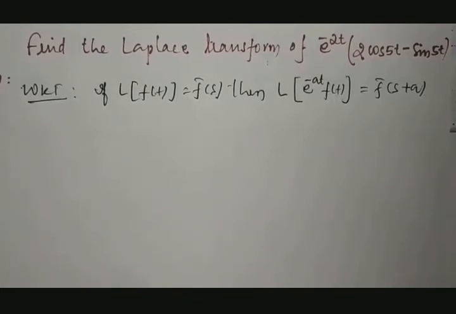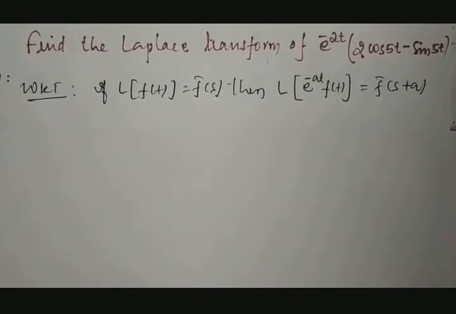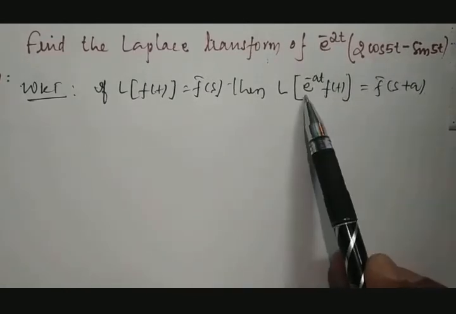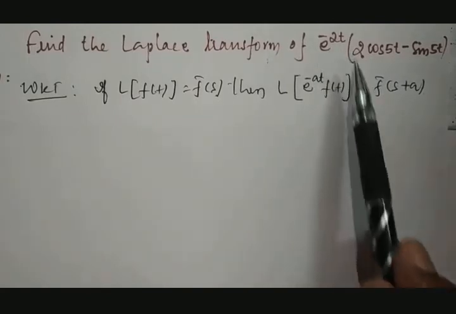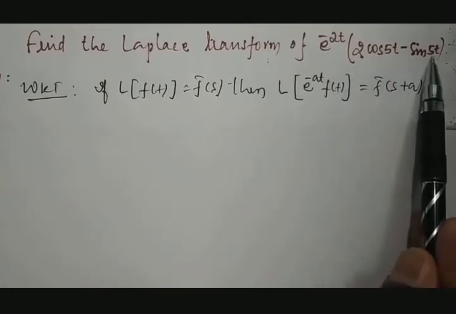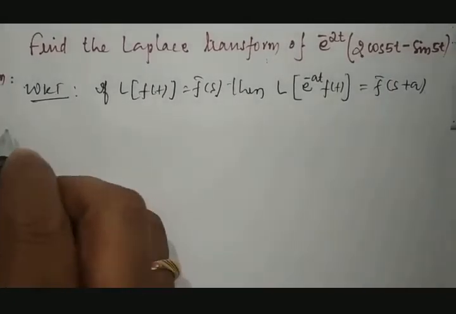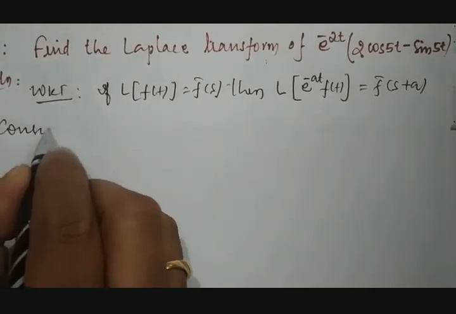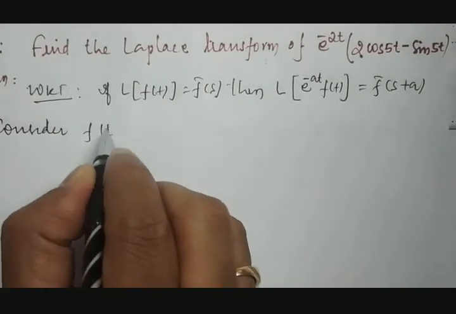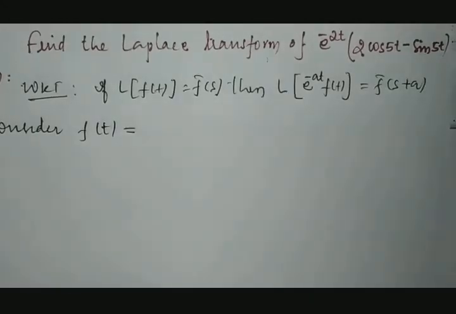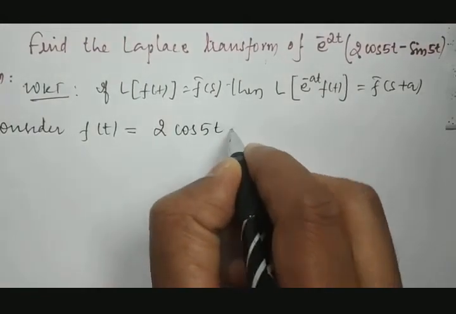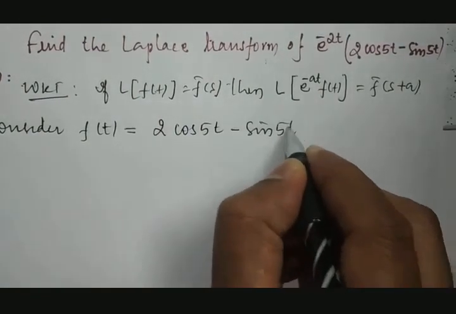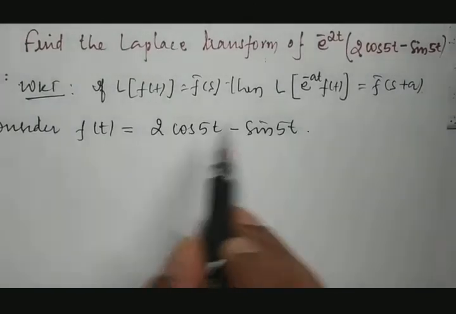When this is the result, then what to do? Let us start with the given example. If you compare the given example with this e raised to minus at into f of t, here a is equal to 2. Then f of t is equal to what? That is to be considered. So consider f of t is equal to 2 times cos 5t minus sin 5t. Apply Laplace on both sides.